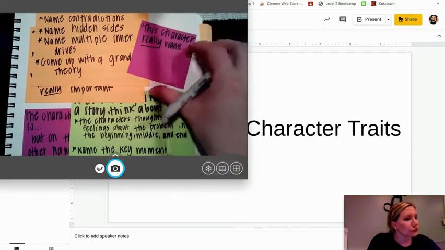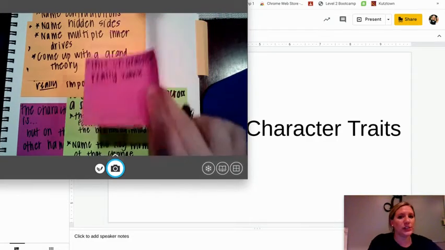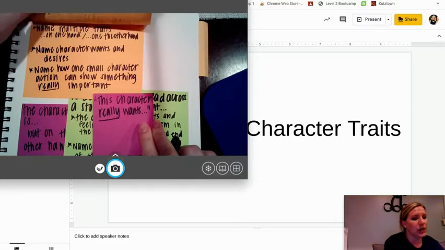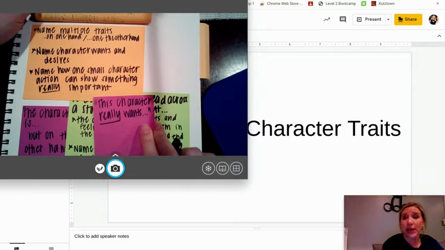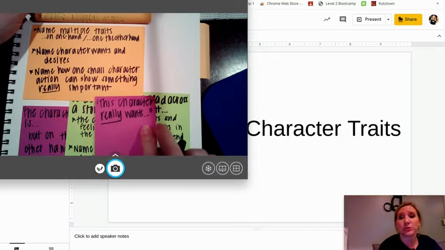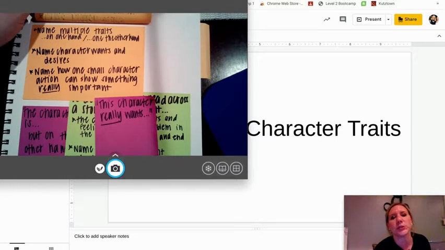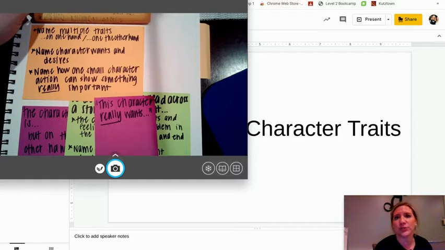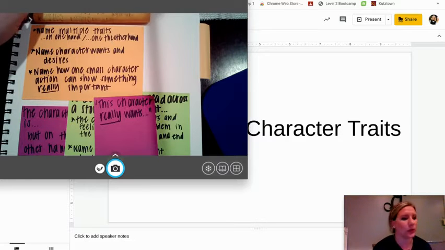So in doing that, we want to think about, what does this character really, really want? We can name multiple traits. We talked about traits and feelings yesterday, so we can say, on one hand, the character is really motivated and determined, but on the other hand, this character is really lazy when it comes to whatever X, Y, and Z is in your story. You want to name their wants and desires. What do they really, really want and desire? What is their motivation for the way that they are and the way that they act? And then also naming a small character action and how that one thing can be really important to the character.